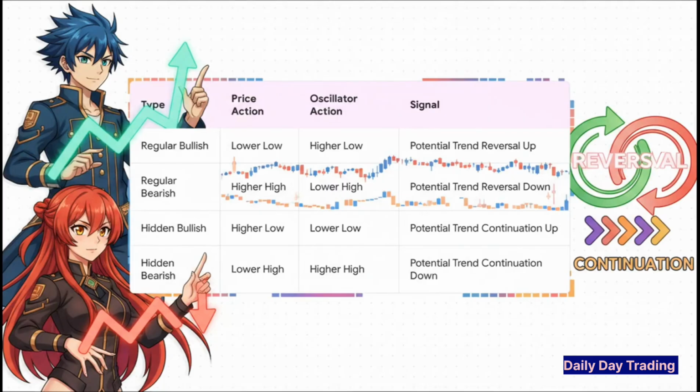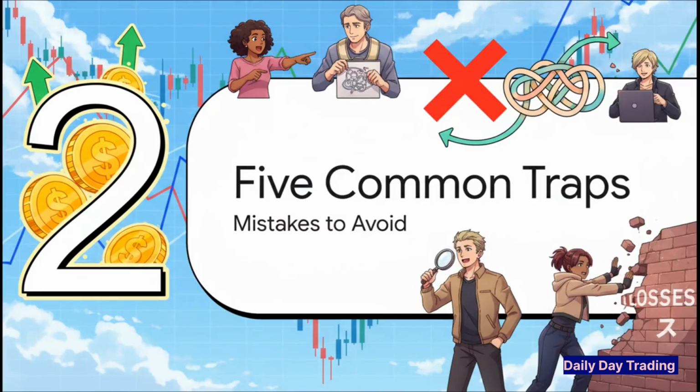Now, there are actually four main types, which you can see broken down right here. Most people only focus on the regular ones. Those are the ones that hint the trend might be about to reverse. But check out the hidden types. These are sneaky. They actually suggest a trend is going to continue. Now, you need to know about all four for sure, but for today, we're going to focus on mastering those classic reversal signals first.